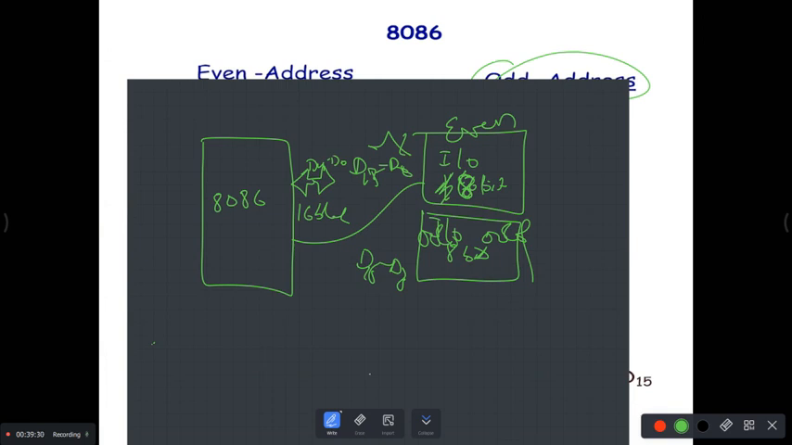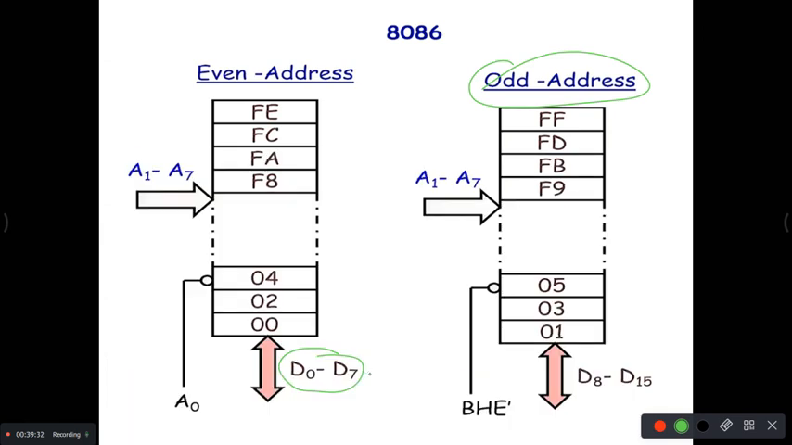That's why even and odd addressing comes in IO interfacing also. So how do you separate even and odd addresses? How do you decode? Using A0. You all know A0 is always 0 for an even address. A0 is always 1 for an odd address.